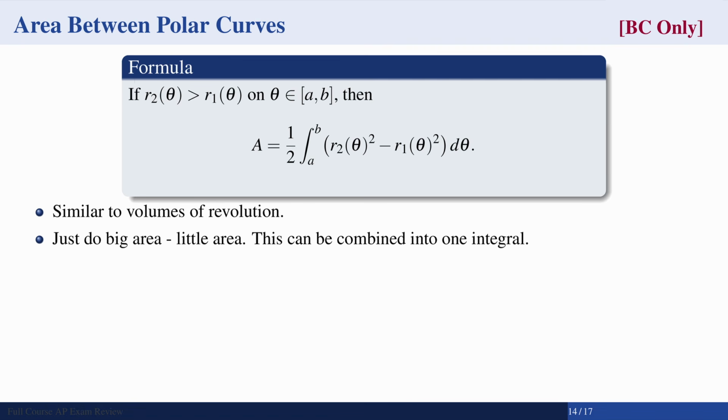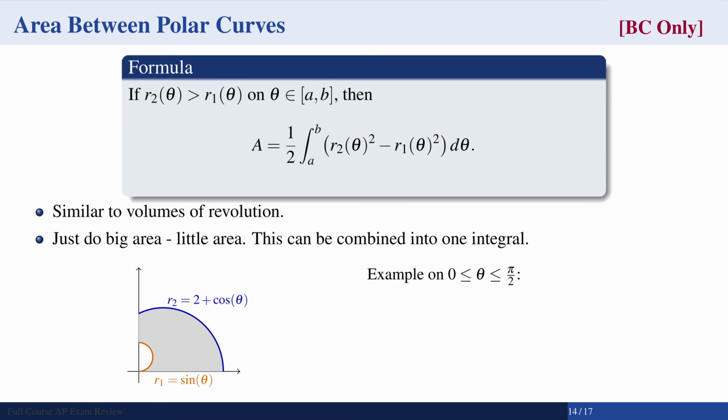So here is a polar region. I've got r1 is sine of theta, r2 is 2 plus cosine of theta, and we're on the interval from 0 to pi over 2. So if we wanted to find the area between these things, what we would have to do is 1/2 the integral from 0 to pi over 2 of the one that's farther out, so the quantity 2 plus cosine of theta squared, minus the one that's closer in, which is sine of theta. So it's minus the quantity sine of theta squared d theta, and that will give you the answer. That would almost certainly be set up but do not evaluate, or it would just be a calculator question.